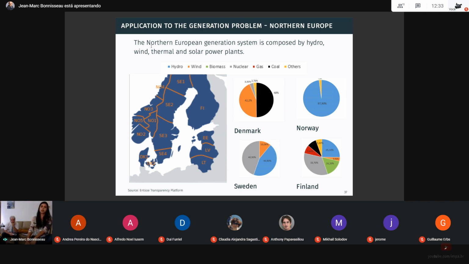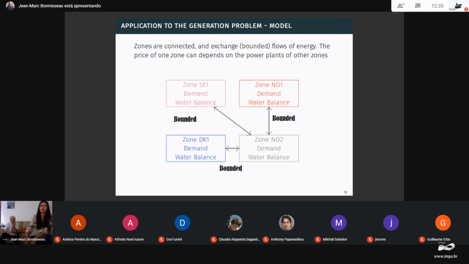Because of the importance of hydro energy, the region is divided into bidding zones. The zones we see in the map are the bidding zones. These zones can be connected or not. When they are connected, they can have a flow of energy. This flow is always bounded. For each zone, we have a demand that needs to be attended, and for each hydro in the zone, we have a different water balance equation.